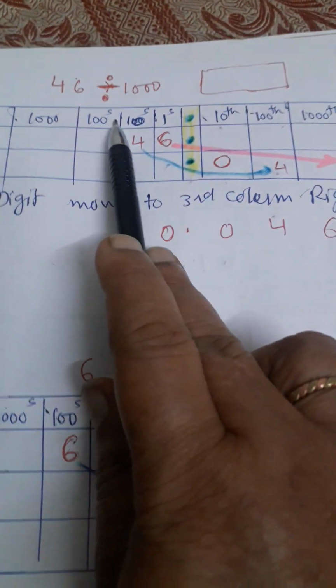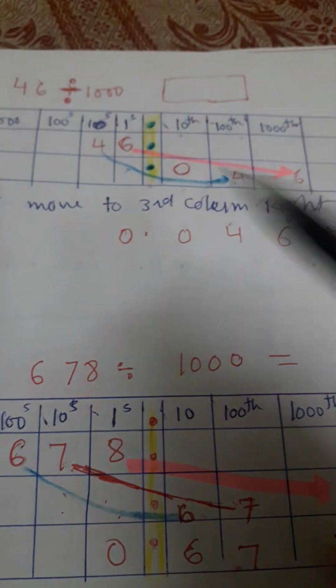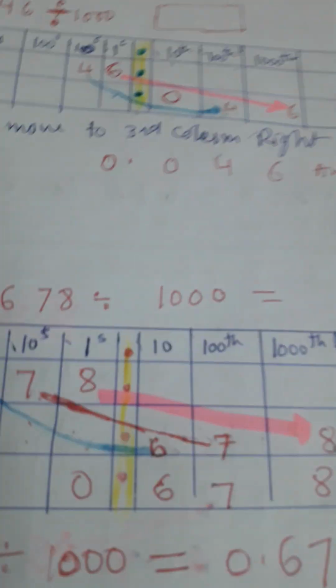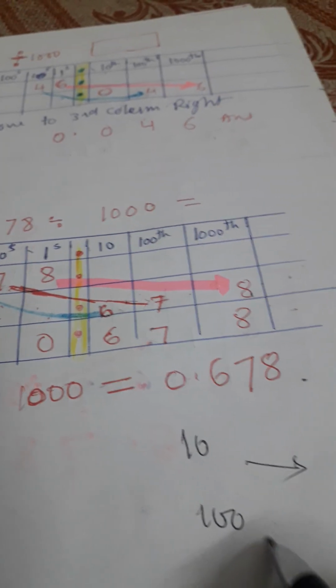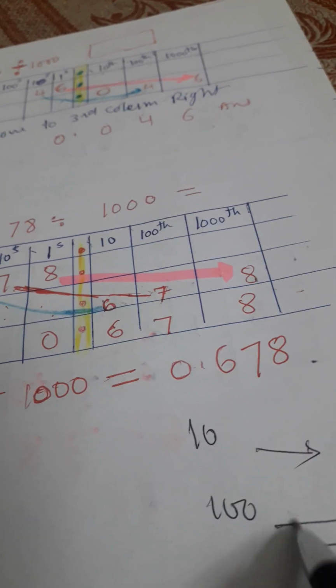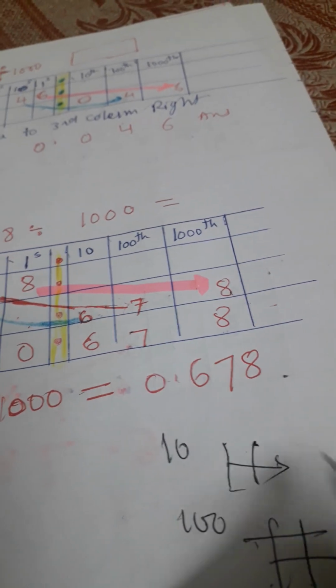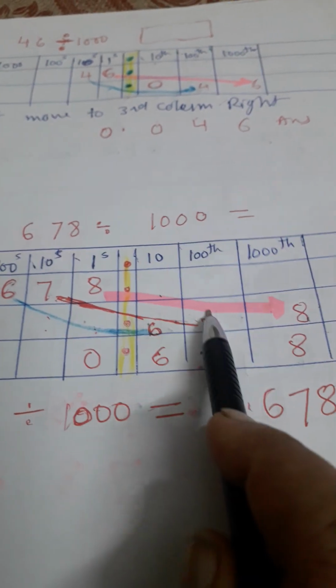See, 46 divided by 1000. Nothing to be worried about. We only have to jump 3 columns back. Earlier in 10 we were jumping 1 column back. In 100 we were jumping 2 columns back. Okay, 1 and 2 columns, right? And here only 1 column back, here 2 columns back. Here we are jumping 3 columns back, 1, 2 and 3.